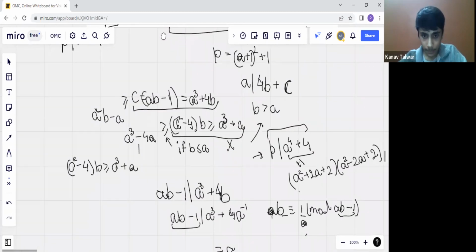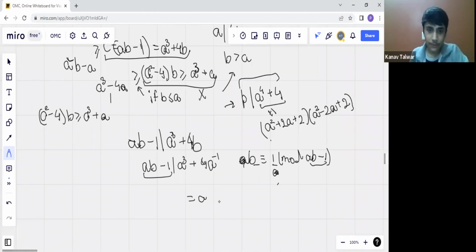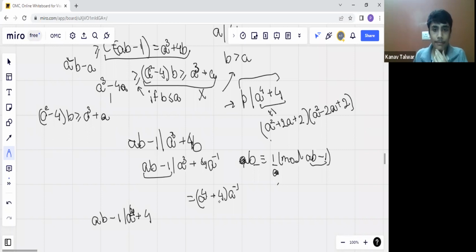So let's go back to what we were doing. So we had AB minus 1 divides A cube plus 4A inverse, which is equal to A to the 4 plus 4 times A inverse. And as A inverse is co-prime to AB minus 1, we can just say AB minus 1 divides A cube plus 4. If this A inverse part is a bit unclear, should I explain it again? Like to get that, just multiply this by A and then subtract 4 times this. Don't use A inverse, I'll just try to limit it if it's not clear. Yeah, I'll just do it that way.